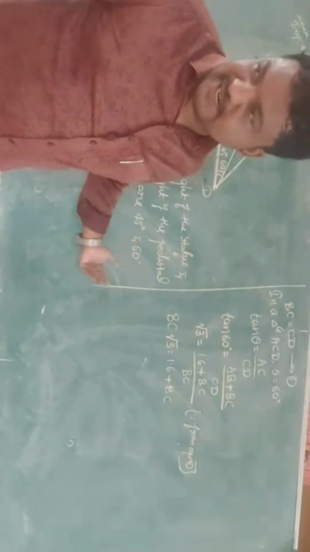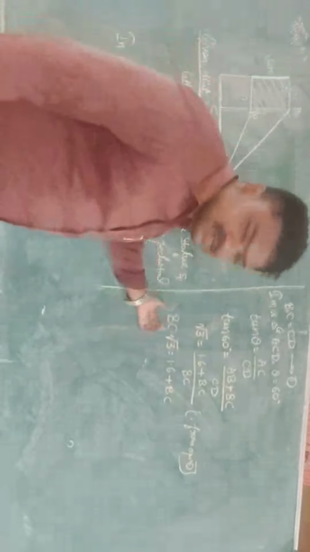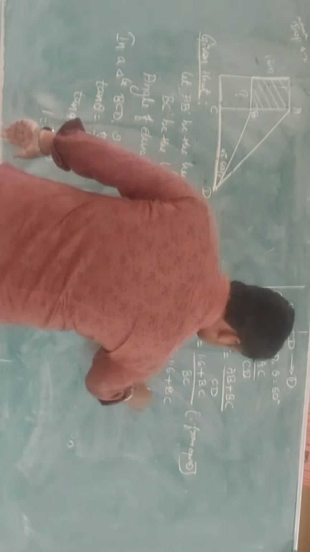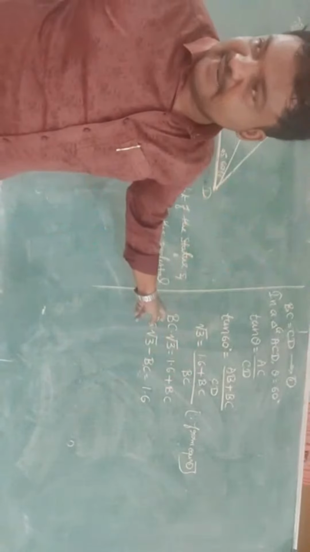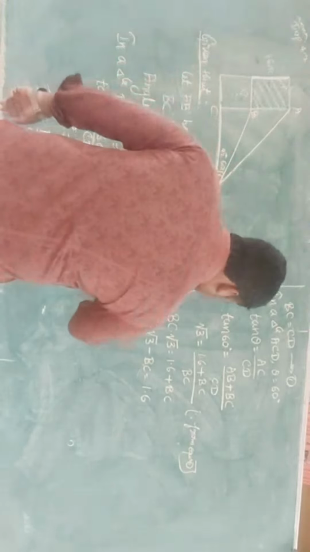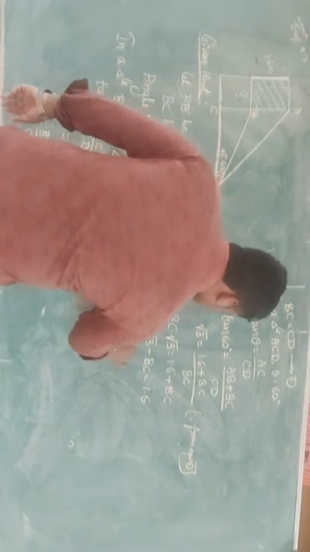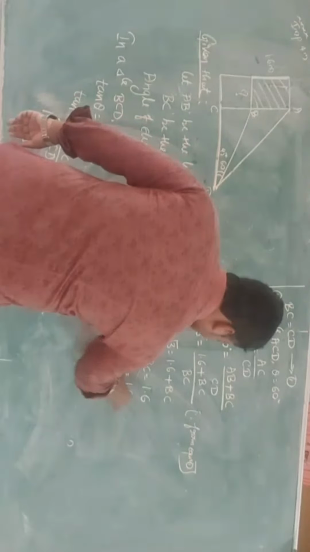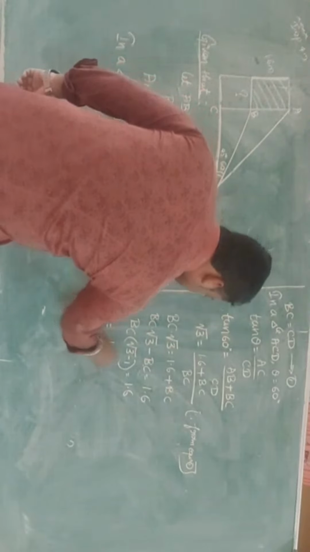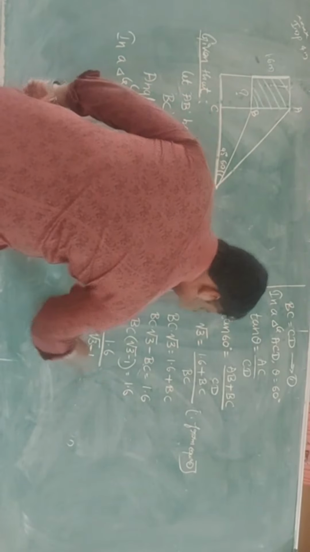Variables on one side and constants on the other side. BC is a variable and BC is a variable. So BC root 3 minus BC is equal to 1.6. This BC I can take to the left-hand side, and it becomes negative BC. Am I right? Yes. Now BC is common. BC into root 3 minus 1 is equal to 1.6. So BC is equal to 1.6 upon root 3 minus 1.